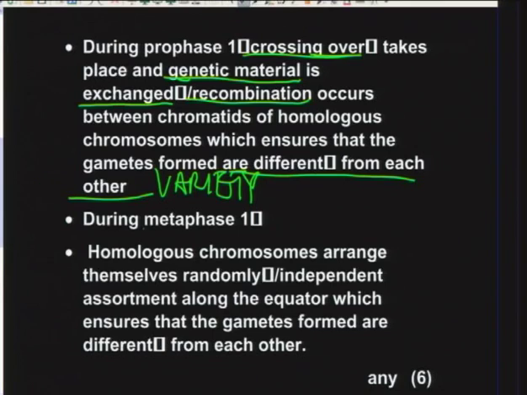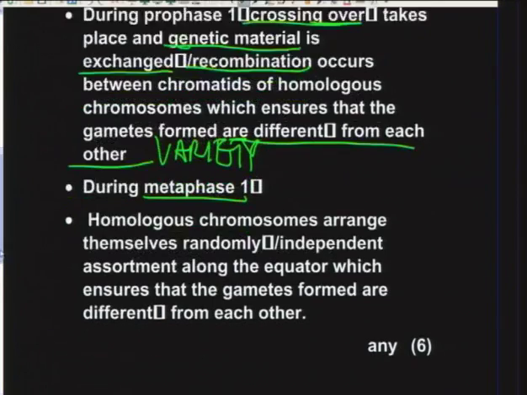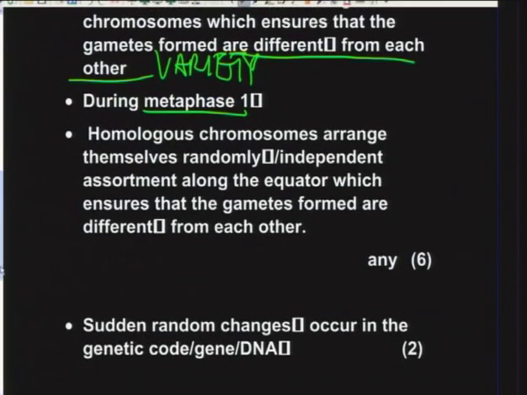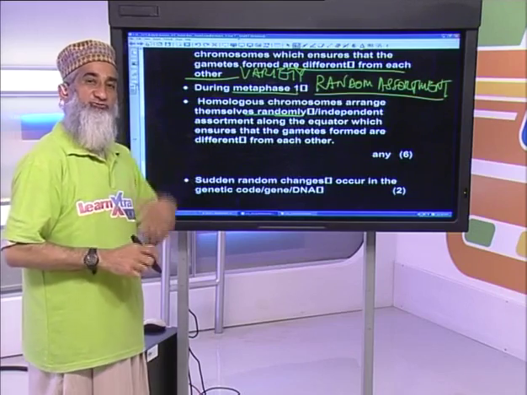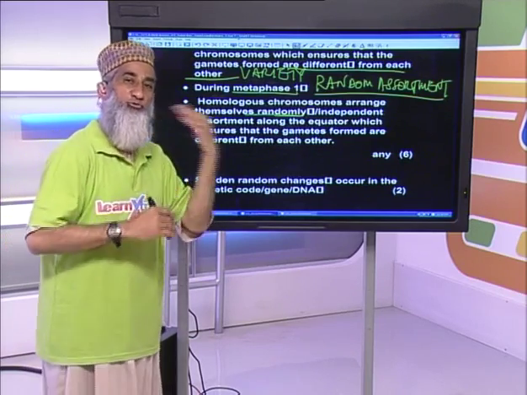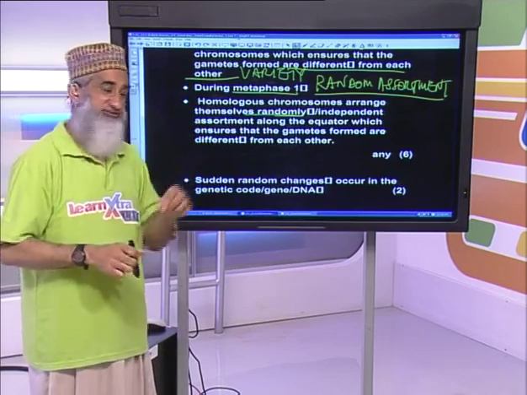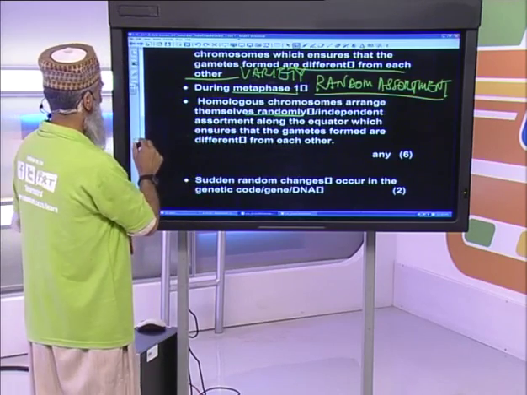Then during metaphase of meiosis, homologous chromosomes arrange themselves randomly. So we're talking about the random assortment. That means there's no fixed way in which these chromosomes are arranged, and there's no guarantee which chromosome is going to go to which sperm or which egg. And this brings about variety as well.